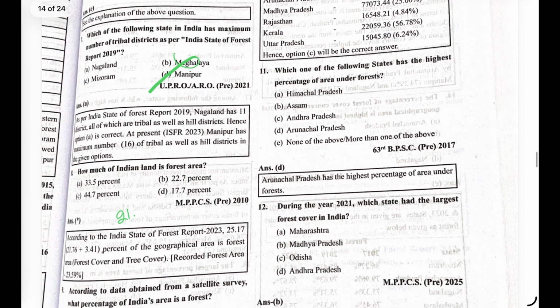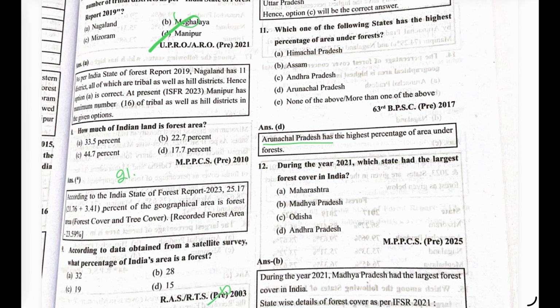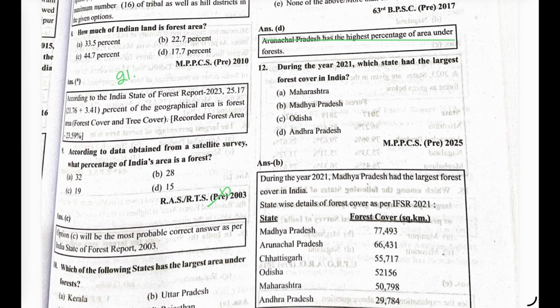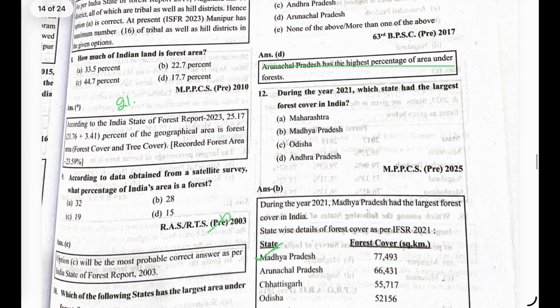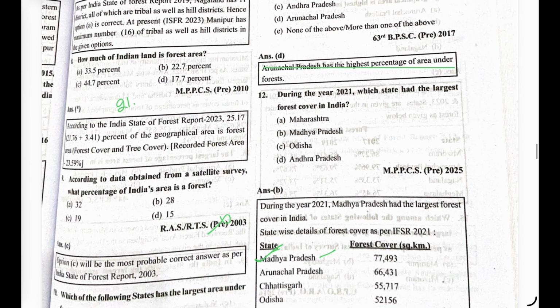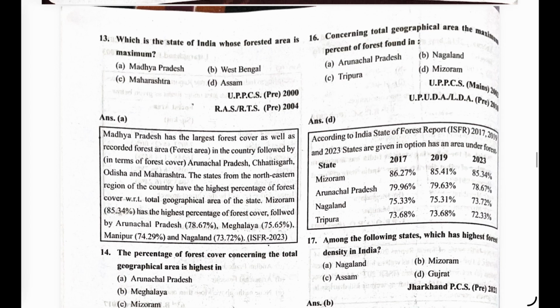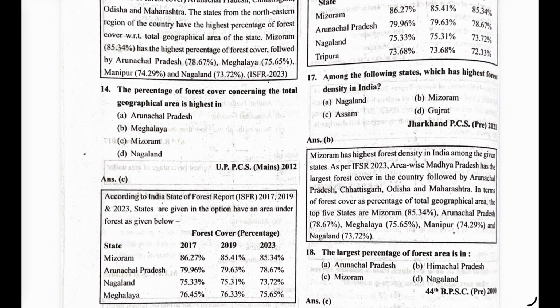Which one of the following states has the highest percentage of area under forest? Arunachal Pradesh has the highest percentage of area under forest. During 2000, which state had the largest forest cover in India? Madhya Pradesh has the largest forest cover. When we talk about the state whose forested area is maximum, not percentage, that is Madhya Pradesh. The percentage of forest cover with respect to the total geographical area is highest in Mizoram.